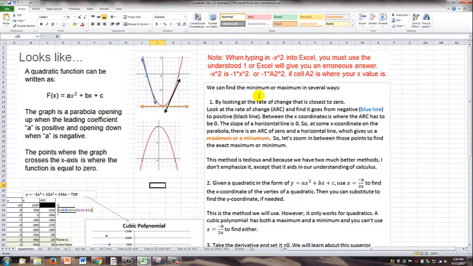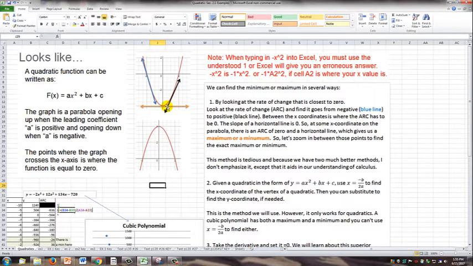And so if you want to know where a minimum or a maximum is, you want to look for where your arc, or your average rate of change, goes from a negative value to a positive value, because somewhere there is an arc that has a slope of 0. Well, why is a slope of 0 so important? Well, this orange line is going through the vertex, and it has a slope of 0 because it's horizontal.